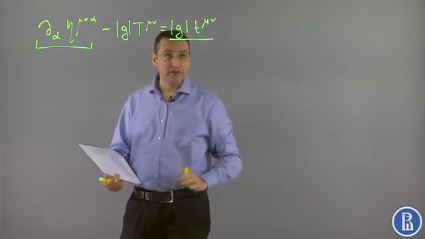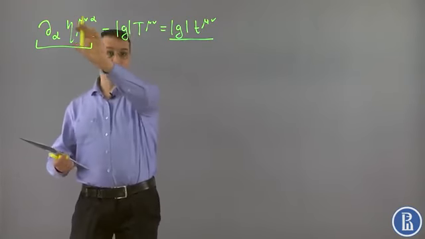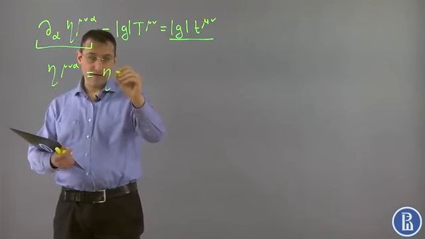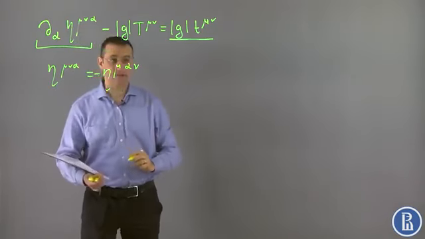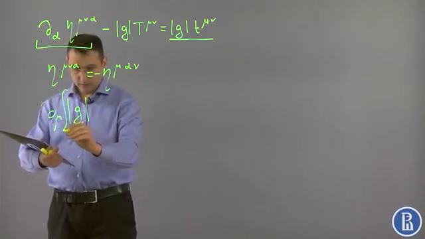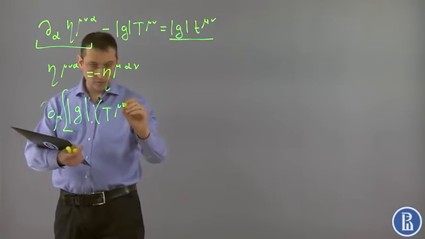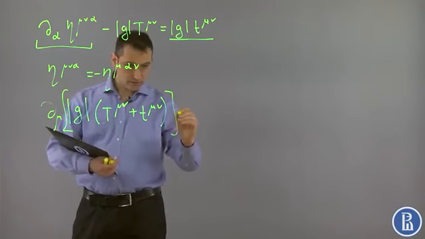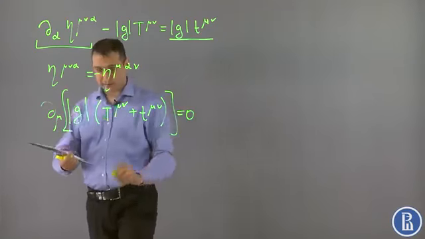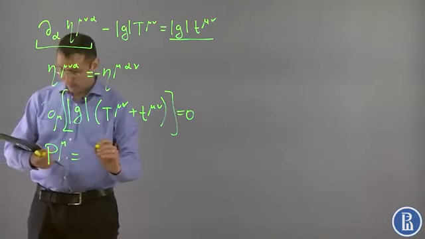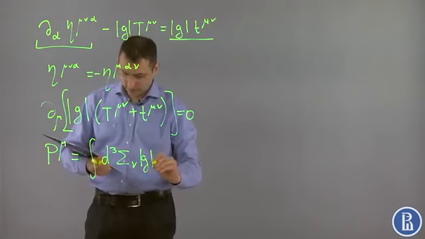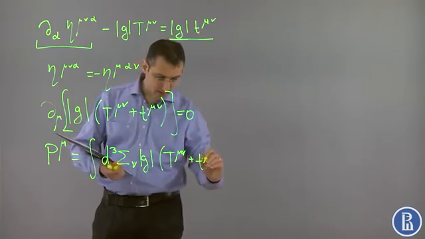But the reason for introducing this pseudo energy momentum tensor was as follows. As a consequence of this relation and the symmetry properties of this under the exchange of index α with any of these, that it is anti-symmetric, we have the following conservation law: d_ν(|g|(T^{μν} + t^{μν})) equals zero. So this is a real conservation law with partial derivative, and this quantity is conserved. So we can define the four-momentum as follows: P^μ = ∫ d³Σ_ν |g| (T^{μν} + t^{μν}).